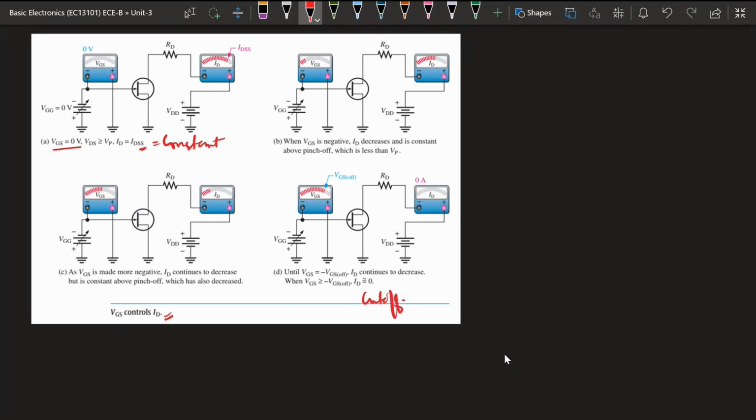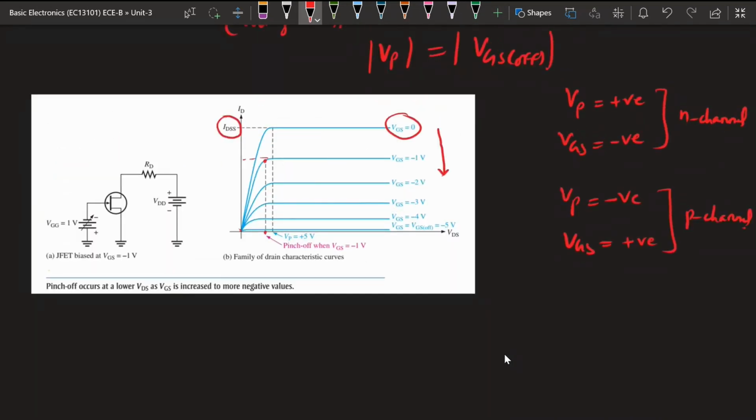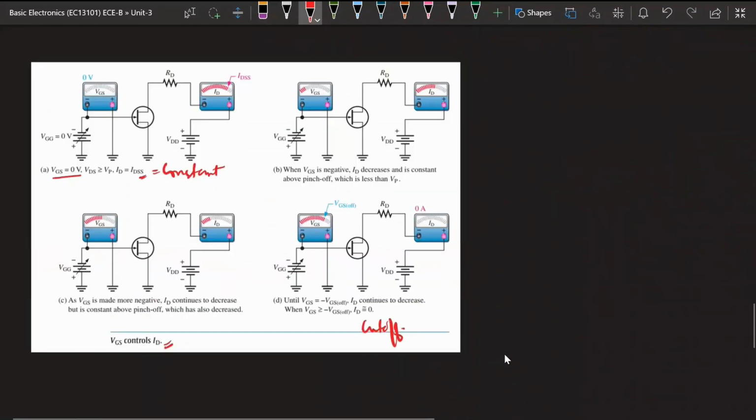So the next is the cutoff case, until VGS equals minus VGS(off). When we apply VGS, that is minus VGS(off), this VGS(off) is a negative value, so it is written as minus of VGS(off). At that time ID continues to decrease, and when VGS reaches VGS(off), the current ID is almost 0. So up to VGS(off), the current is further going to reduce, but beyond VGS(off), the current is almost 0. This is the point called the cutoff point in case of JFET.